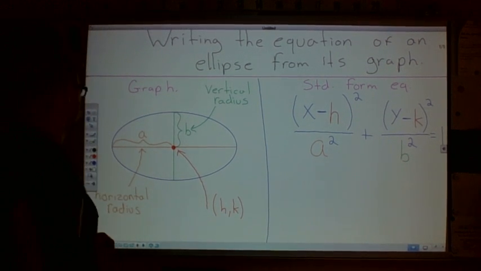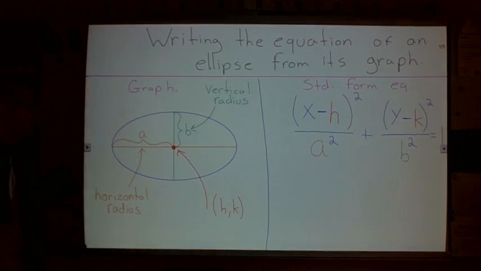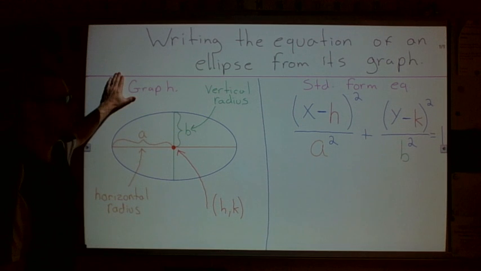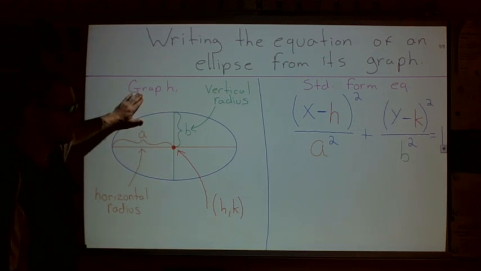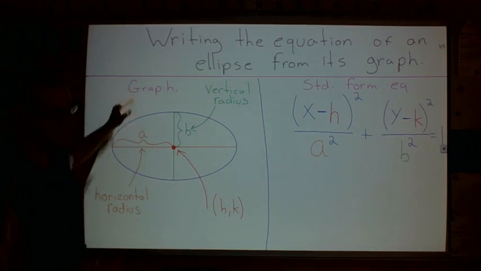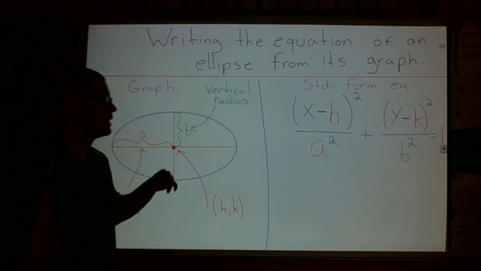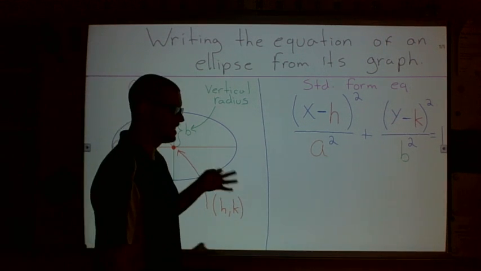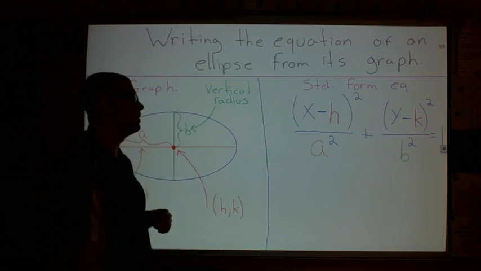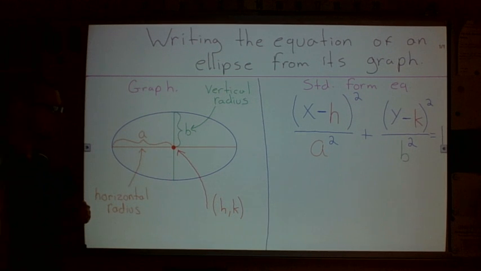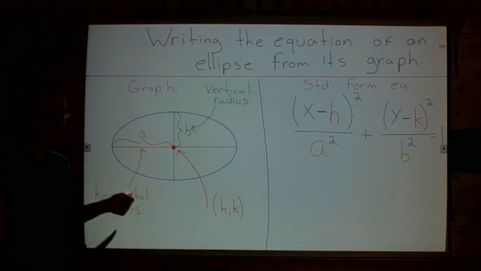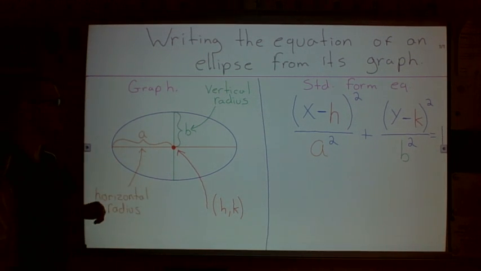Okay, moving on. Now we want to write the standard form of the equation just from the graph. This is pretty simple, looking at the features and then writing them in the equation. I think this is the third exercise in the unit on Khan Academy. Ellipses, standard form, and graph, I believe, is the name.